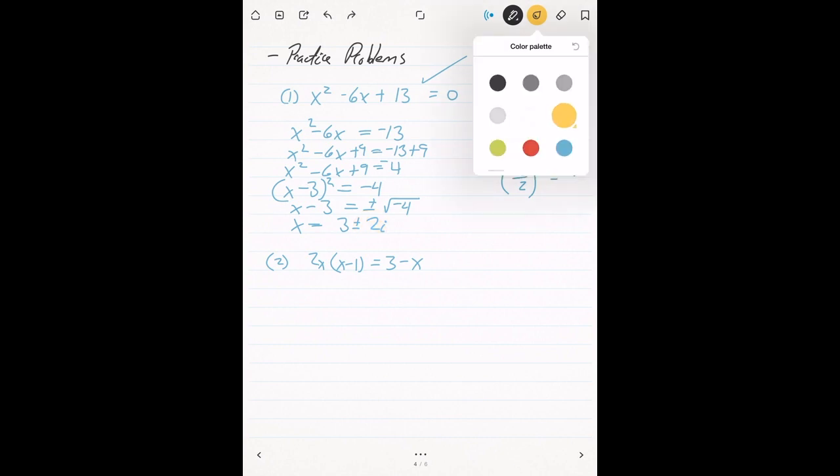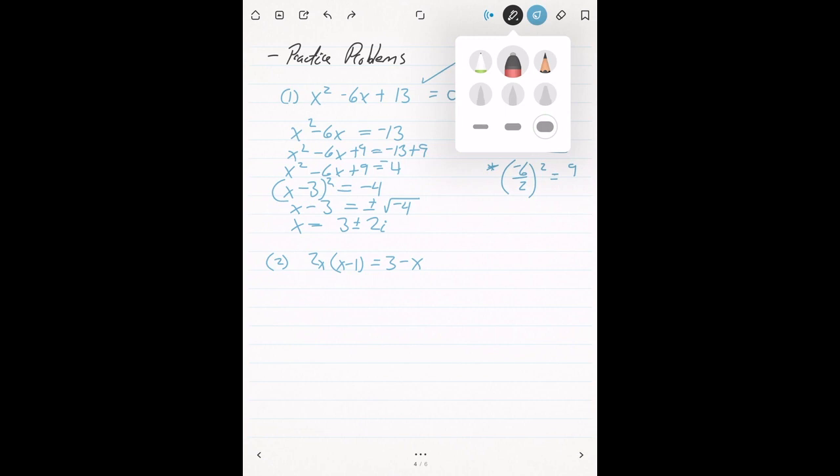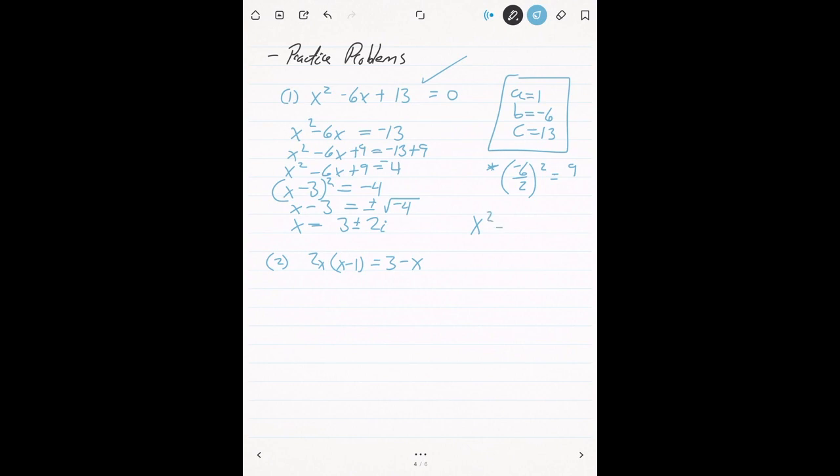So I want to take a minute and I want us to see how this polynomial really was supposed to be factored. We had an x squared minus 6x plus 13 equals 0. And we couldn't think to ourselves, what factors of 13 get us -6? There weren't any in the integers. Turns out there aren't even any real numbers that do that.